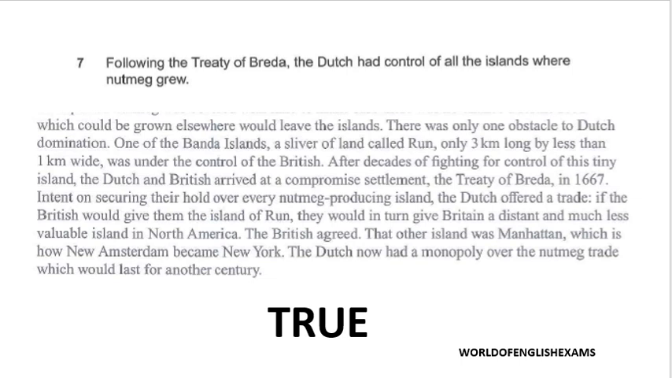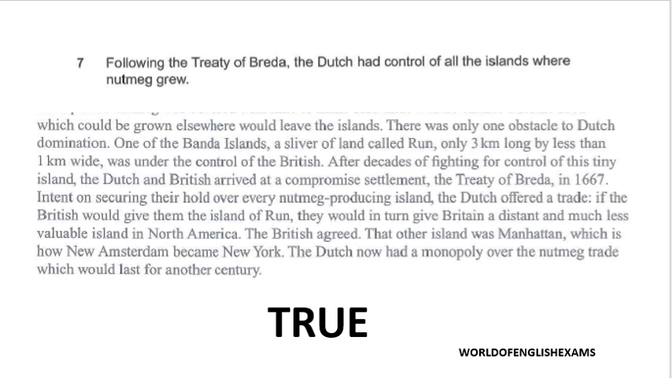Following the Treaty of Breda means after that. So following the Treaty of Breda, the Dutch had control, that means power, of all the islands where nutmeg grew. That means it had whole and sole authority, something like a monopoly. So the Dutch had full control of all the islands where nutmeg was cultivated. So let's look at this term Treaty of Breda.